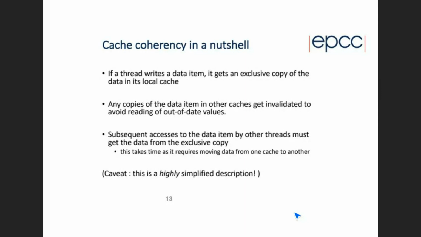Okay, so this is a very highly simplified description of what's going on in the hardware. The gory details are very complicated. But that's essentially what you need to know: if we have multiple threads accessing a data item and not all the accesses are read accesses, so at least some of them are write accesses, then there is some additional cost involved in order to allow the cache coherency mechanism to do its thing.